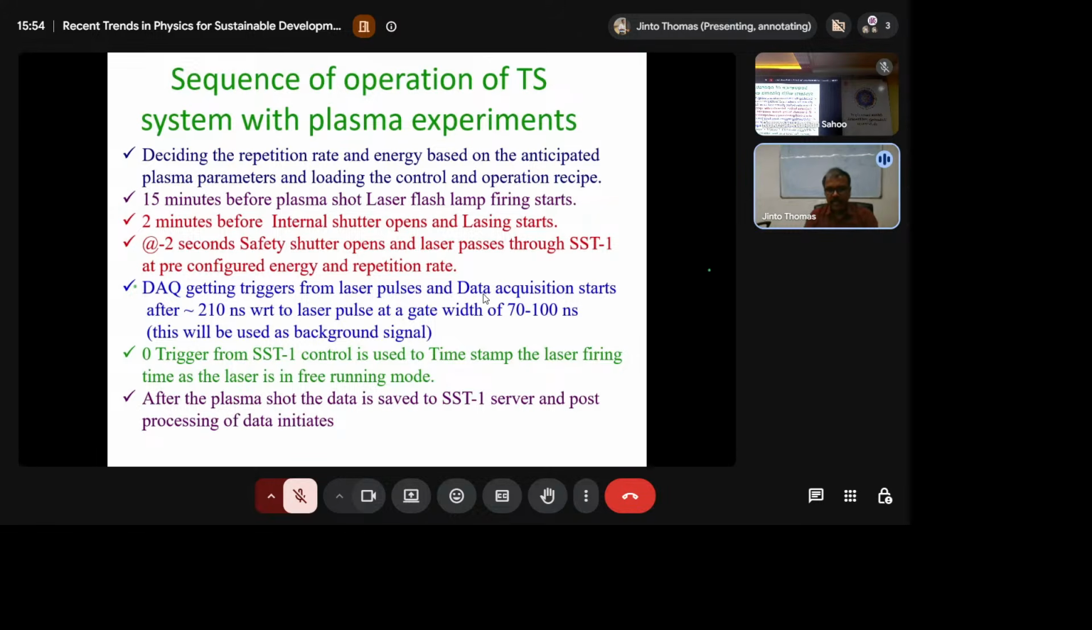And the DAQ will start the data acquisition. You will have to consider the total delay of light traveling through these 30 meters. Even though we say light speed is absolute and very fast, to get the signal we need to be careful about the time distance between your detector and the laser, and accordingly you have to gate it. When the plasma shot starts, we get a trigger from the main control room, and every laser pulse will be time stamped with an accuracy of nanoseconds and the data saved. After the plasma shot, the data will be analyzed for the temperature and the density estimate.